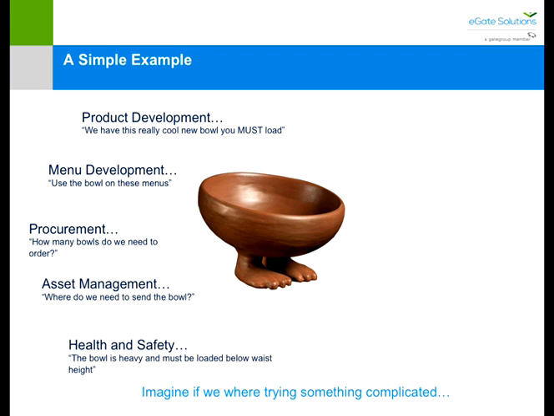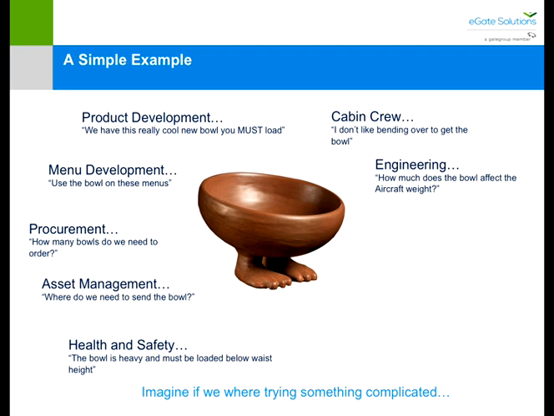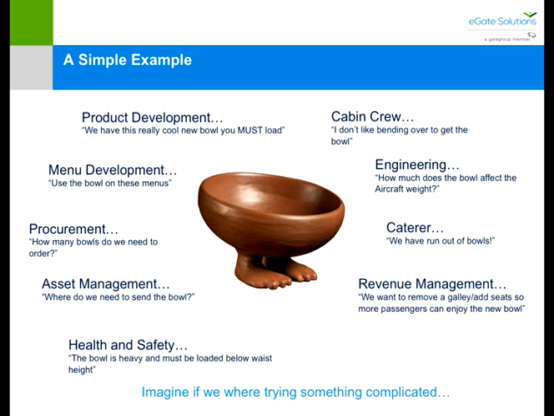You've also got your menu development team. How many menus are these bowls associated to? How many galleys are these bowls loaded into? Procurement, they're looking for, how many do I order? And then the asset management team is coming right behind it. How many do I order, but where do I ship them?